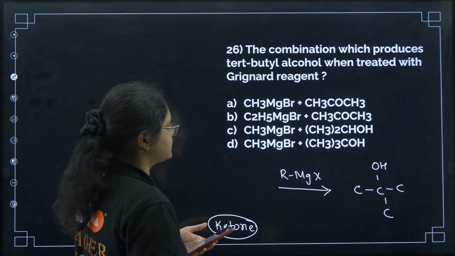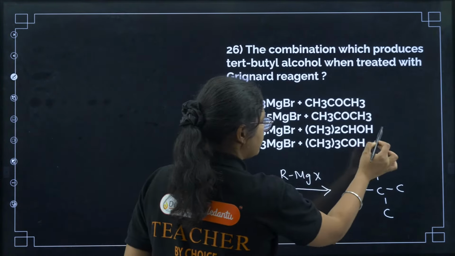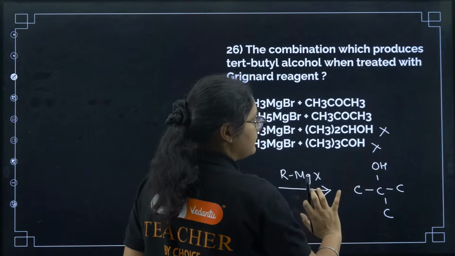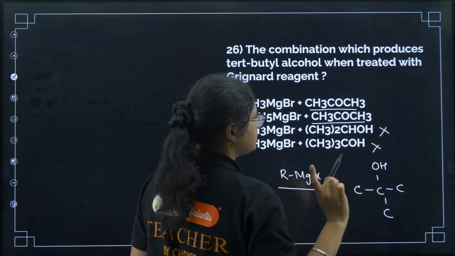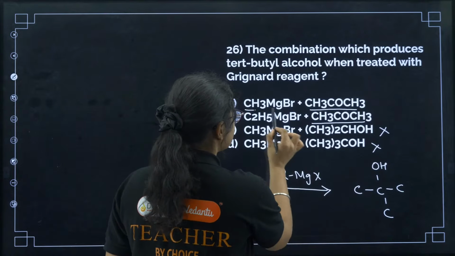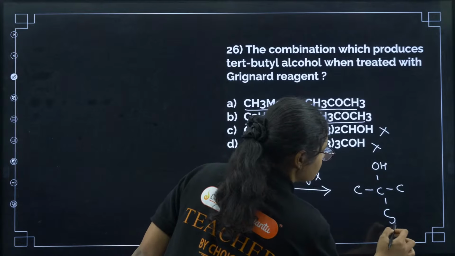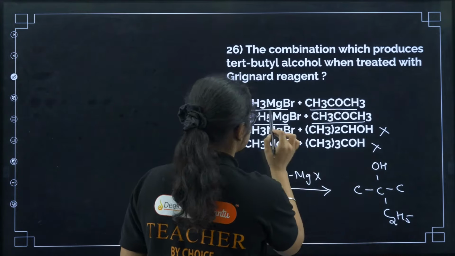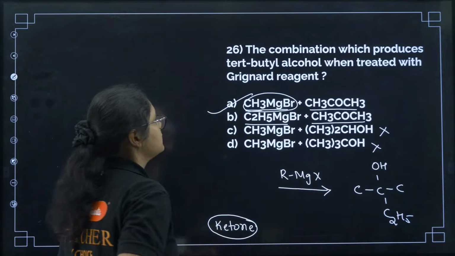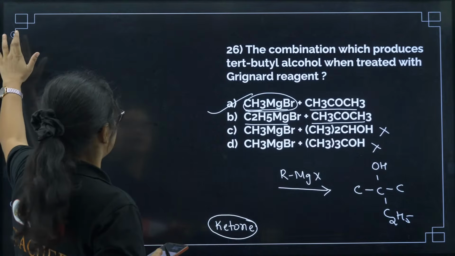Yes, question 26. What I want is a ketone on this side. Here that is alcohol, here it is alcohol, so we will eliminate these options. Here CH3COCH3 is there, here also CH3COCH3 is there. Now if you see this one, here it is C2H5MgBr, so that means C2H5 will come. We don't want that. We want CH3 here. So that is why this is the correct answer, option number A. Yes, all of you are correct here.